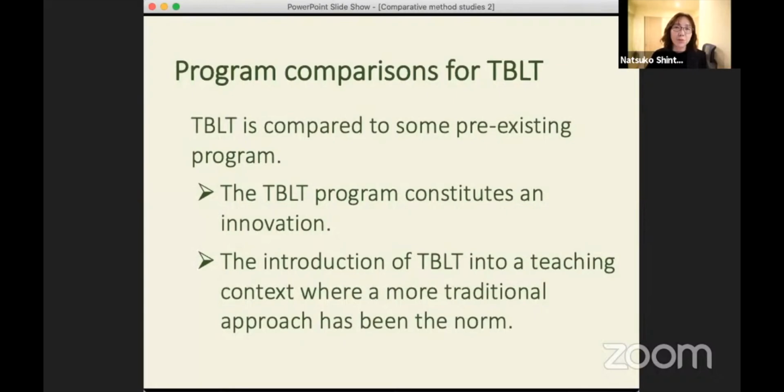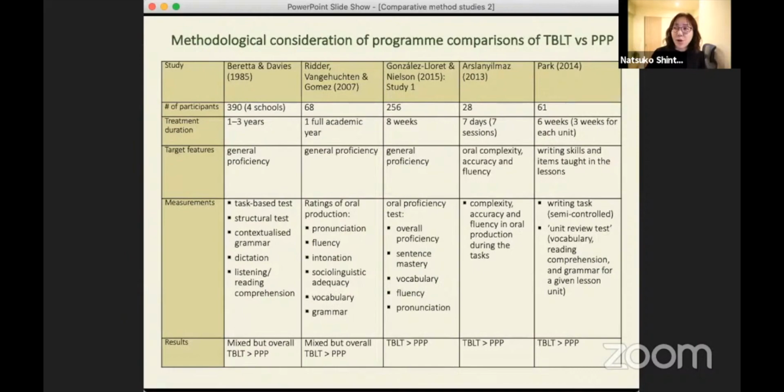Sorry for the small letters. You might want to expand the screen, maybe not.